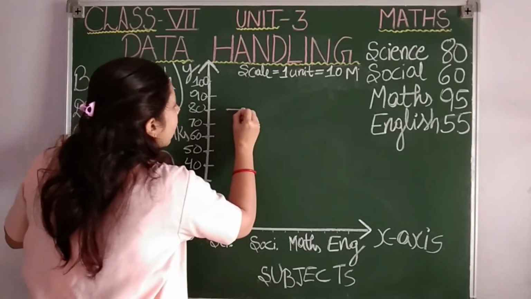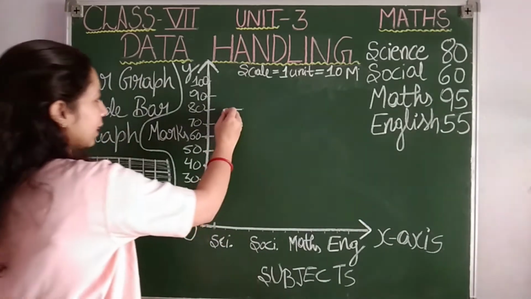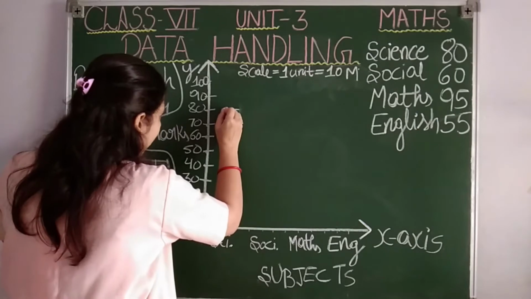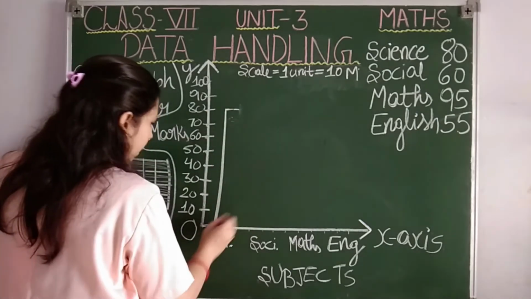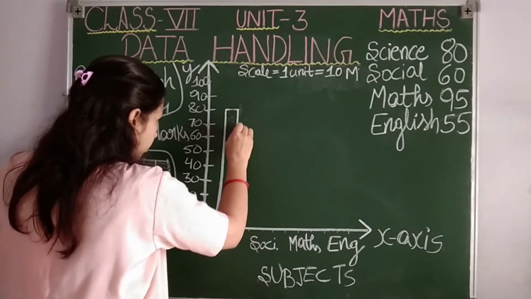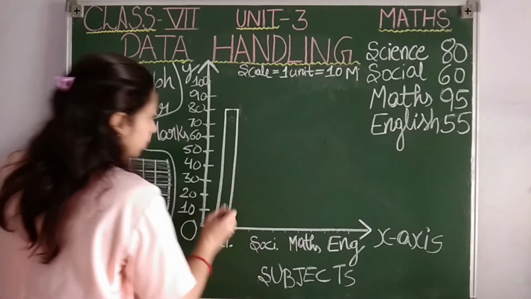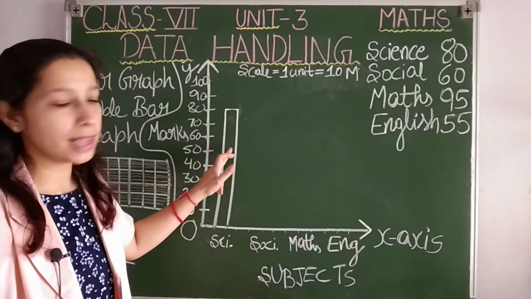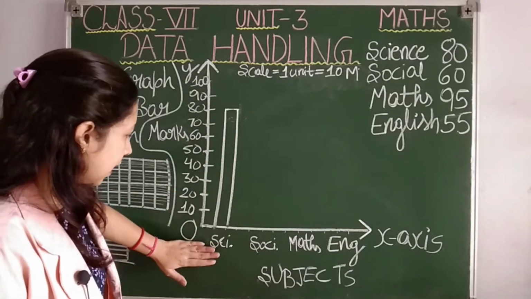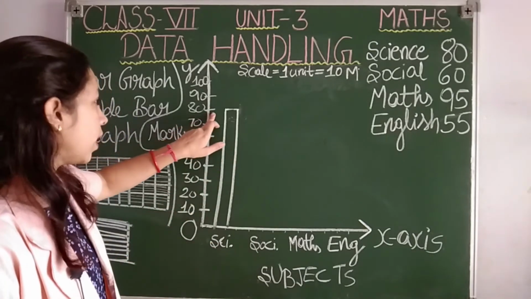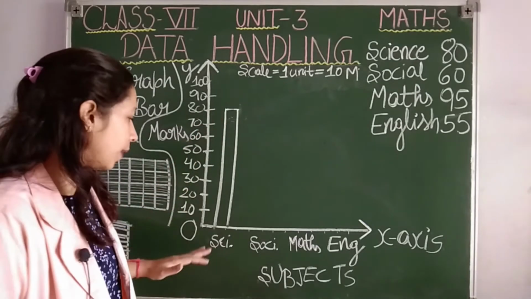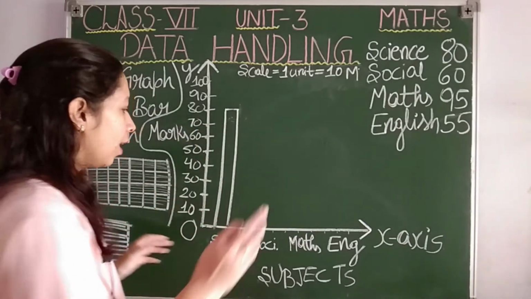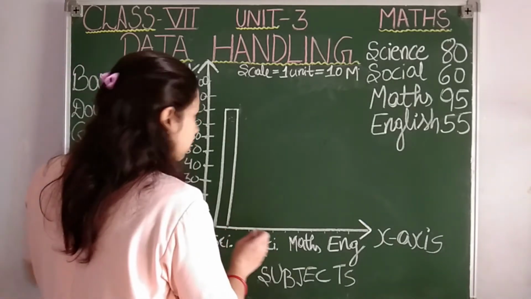Now here draw a line like this. Then draw the line. Draw the bar actually. See. Understood? This is known as a bar. So now you can see science, where it is going up to 80. So this means a student has scored 80 marks in science. Clear, students? Okay. Then again I leave some space.